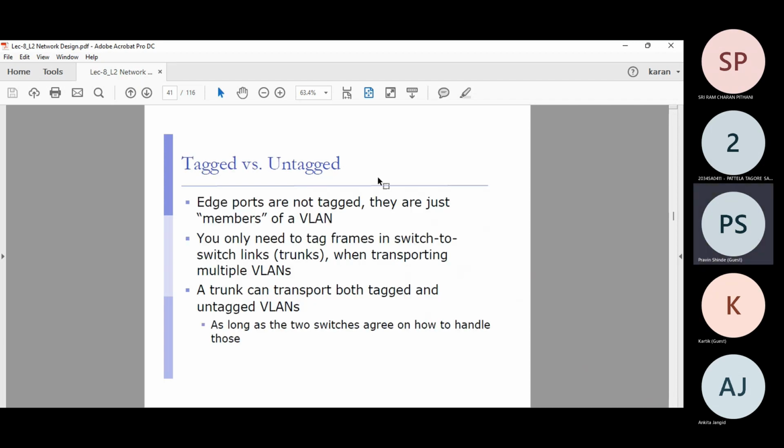Tagged versus untagged. Edge ports are not tagged. Are they just members of a VLAN? Okay. You only need to tag frames on switch-to-switch trunk links. When transporting multiple VLANs, a trunk can transport both tagged and untagged VLANs as long as the two switches agree on how to handle those.